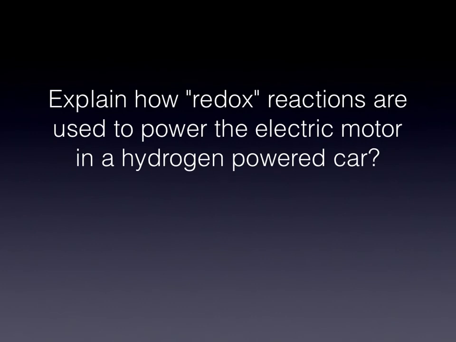Explain how redox reactions are used to power the electric motor in hydrogen-powered cars. Oxidation reaction is 2H2 to 4H+ plus 4e-. Reduction reaction is O2 plus 4H+ plus 4e- to 2H2O. Overall, 2H2 plus O2 equals 2H2O. All electrons lost by hydrogen at the anode are gained by the oxygen at the cathode.